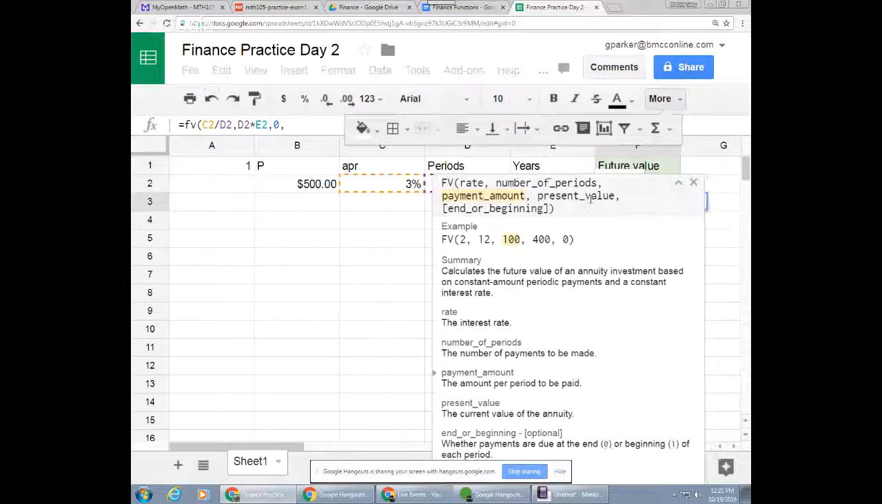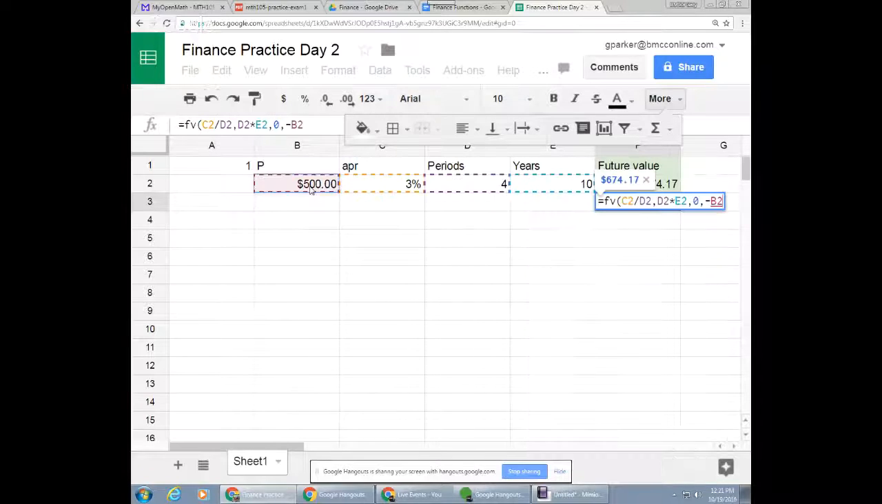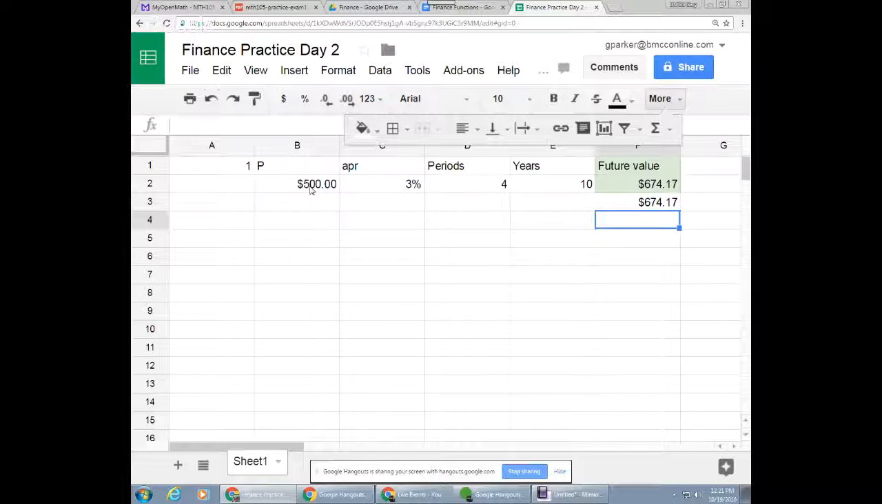So I type my 0, comma, and the key is, since we're putting this in the bank, it's coming out of our pocket, it's a negative amount to the computer. So I have to say negative present value, close parentheses, hit enter, and I should get the same number. Okay. So slightly different way to do it.